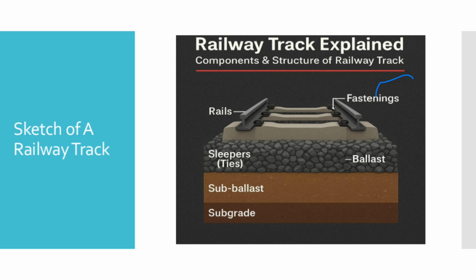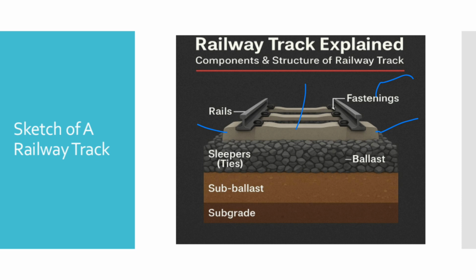Now these are the sleepers, friends. These sleepers are kept at 90 degrees to these rails, and these sleepers will hold these rails in position at the necessary distance. Also, they will absorb all the loads from them. These sleepers used to be made of wood, but nowadays they are made of cement and concrete.